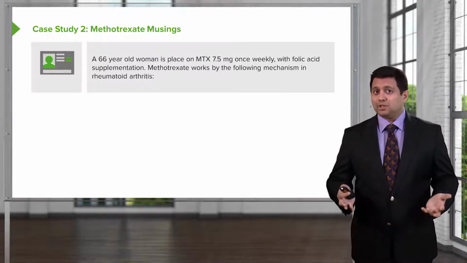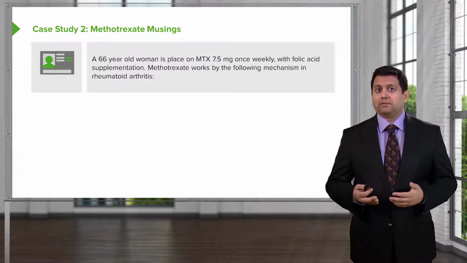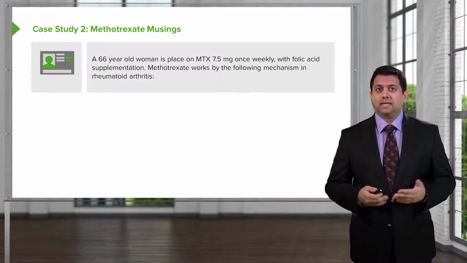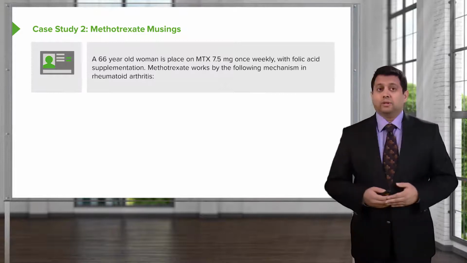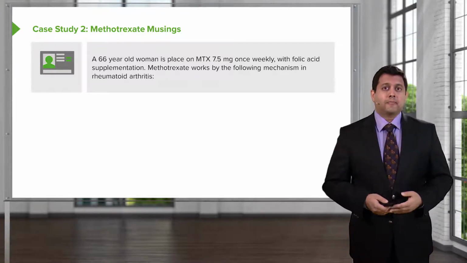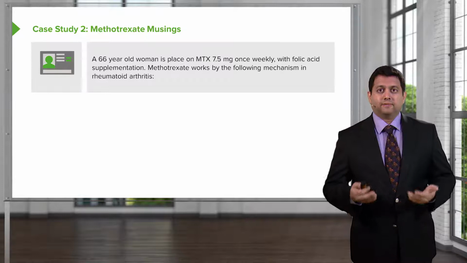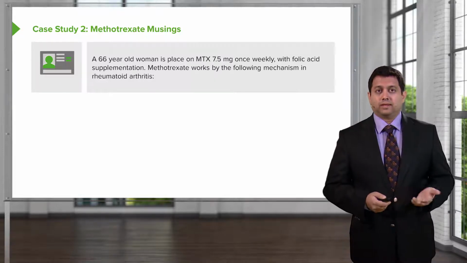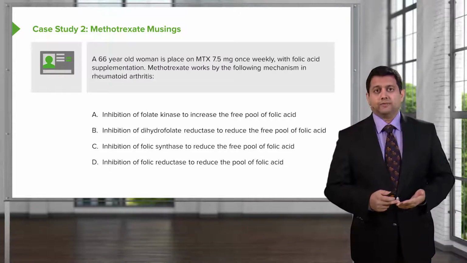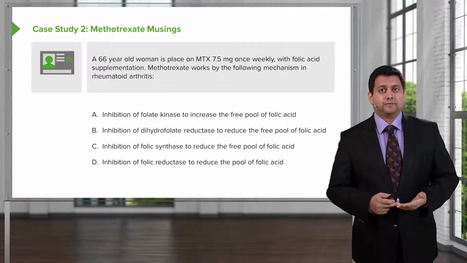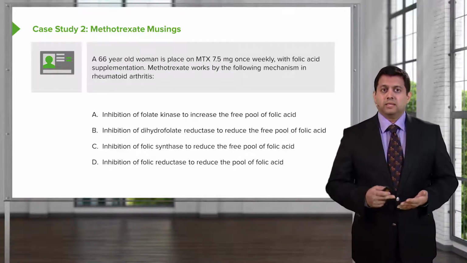A 66-year-old woman has been placed on methotrexate 7.5 milligrams once a week. She also has folic acid supplementation. Methotrexate works by the following mechanism in rheumatoid arthritis. A. Inhibition of folic kinase to increase the free pool of folic acid.